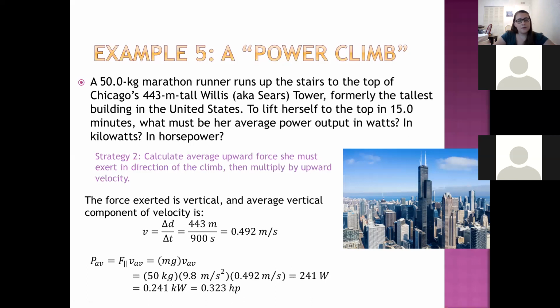Now our average power is our parallel force. Remember, parallel meaning it's in the same direction as her motion, times her average velocity. So again, the force that she is fighting against, in the direction of motion, is the force of gravity. So that's mass times g times her average velocity. And that again gives us 241 watts, which is 0.241 kilowatts, which is 0.323 horsepower.